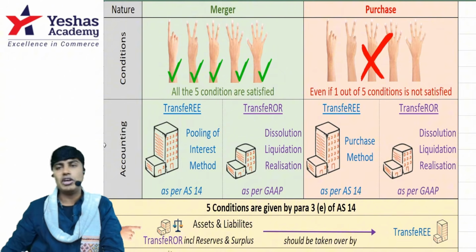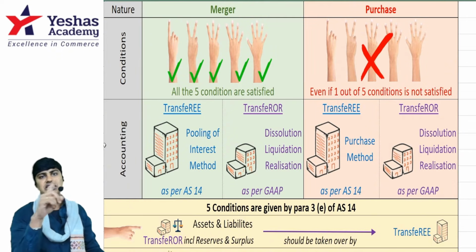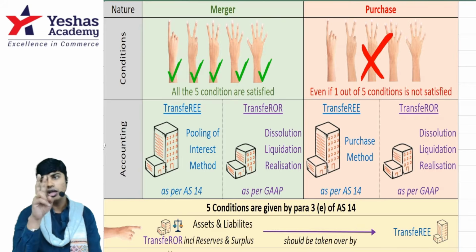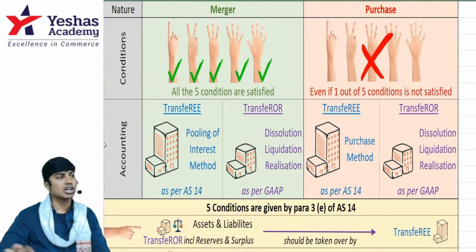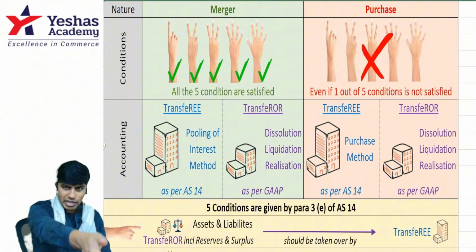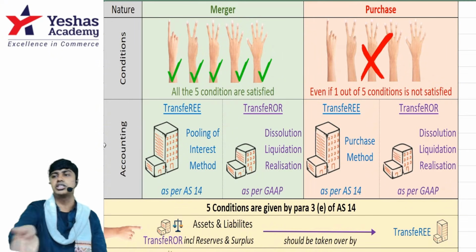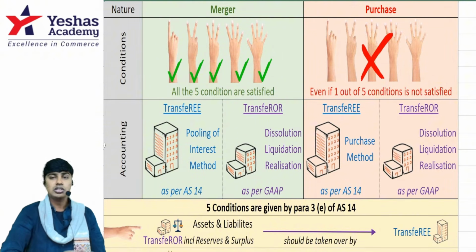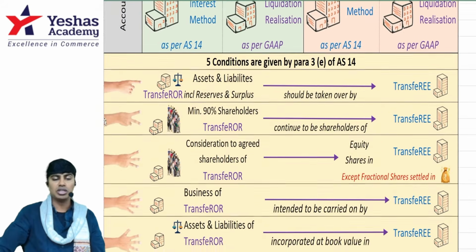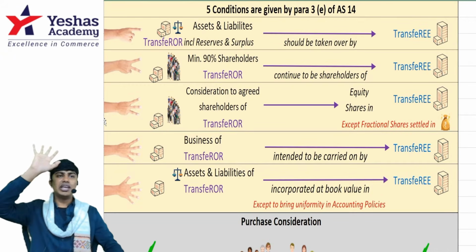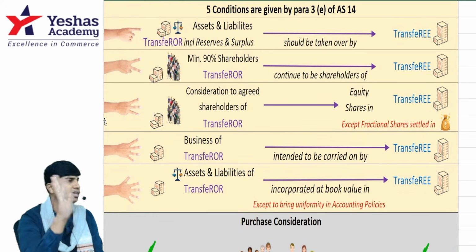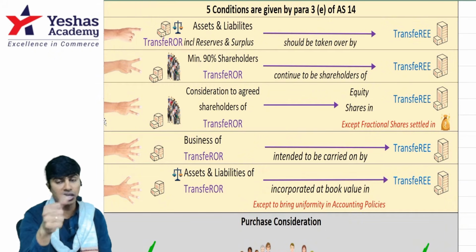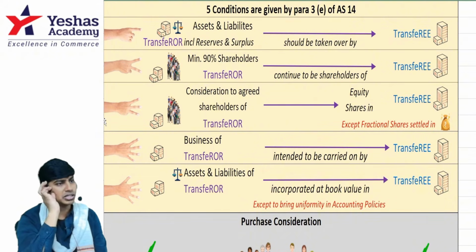And for the purpose of accounting, accounting standard 14 classifies amalgamation into two modes. One, amalgamation in the nature of merger. Two, amalgamation in the nature of purchase. How do we decide whether it is amalgamation in the nature of merger or purchase? Because this is told by AS 14. AS 14 should tell when to call it merger and when to call it purchase. So under para 3E of AS 14, there are 5 conditions given. If all the 5 conditions are fulfilled, it is merger. Even if 1 out of 5 is not satisfied, it is purchase. What are the 5 conditions?